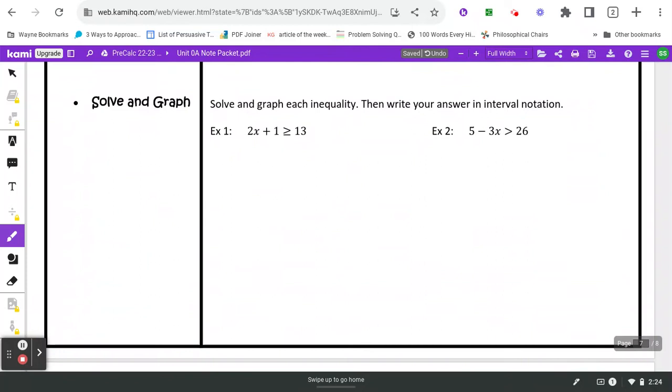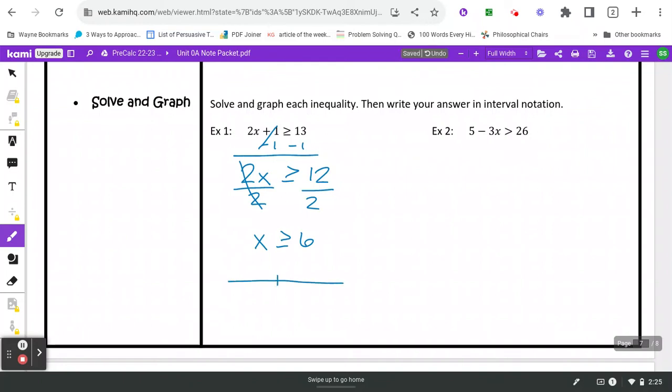All right, now we're going to solve, graph each inequality, and write it in interval notation. These are going to be very similar to solving equations. So you're going to start by subtracting 1 from both sides of the inequality, and divide by 2. X is greater than or equal to 6.